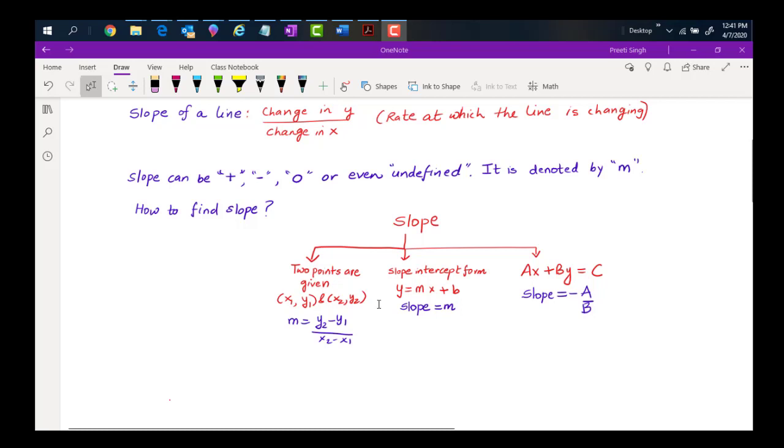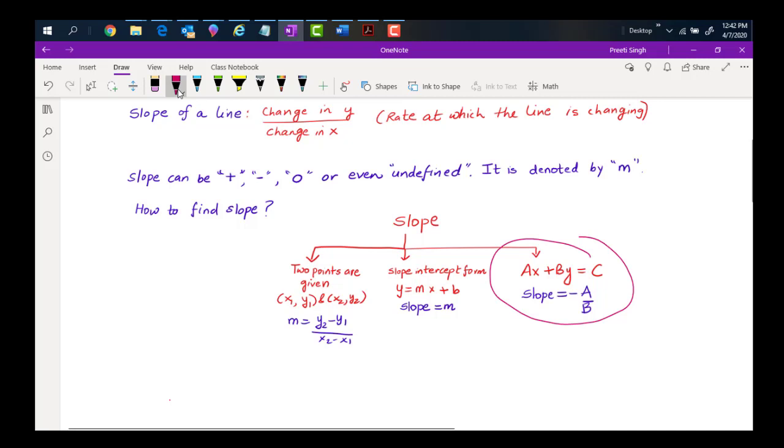The other form, as we have seen before, is that lines can be written as y equals mx plus b. In this equation, the coefficient of x is m, which is the slope. The third way is if a line is written like ax plus by equals c. This is called the standard form of the line. You can change it to the slope intercept form, or you can simply say that the slope is negative a over b.